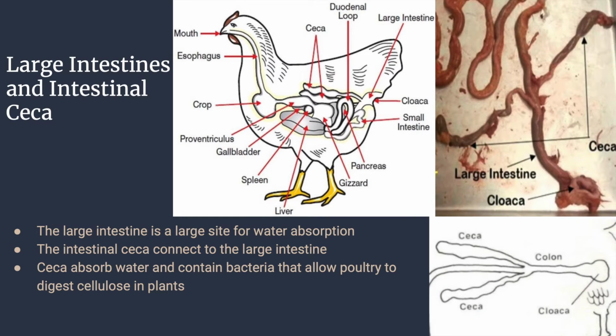Then the food exits the small intestine and enters the large intestine. The large intestine is a site for water absorption. Connected to the large intestine are the intestinal ceca, which absorb water again and contain bacteria that allow poultry to digest cellulose, the carbohydrate in plants.